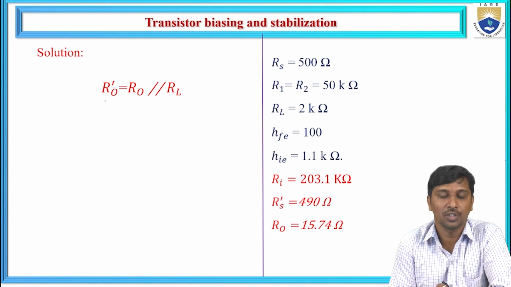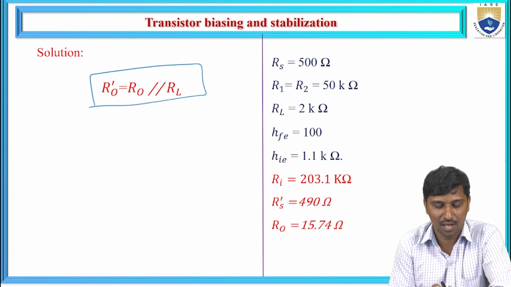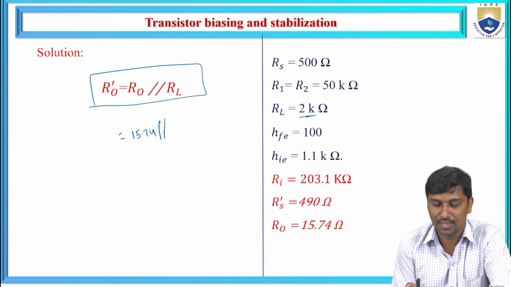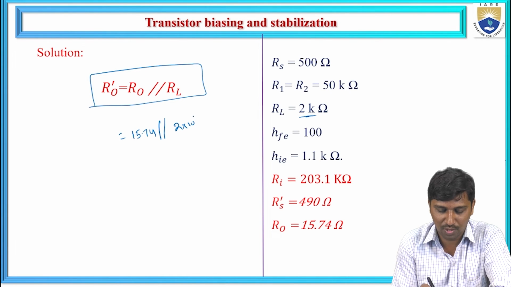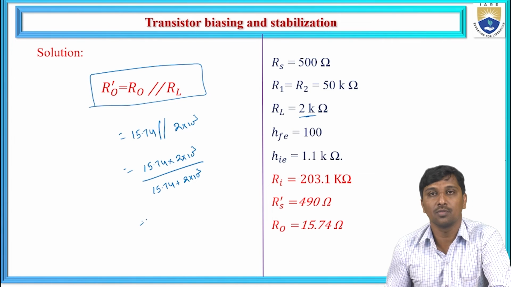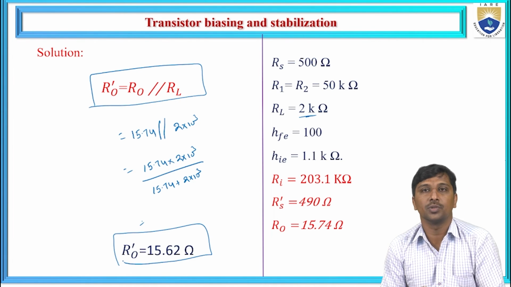Now we need to calculate the total output impedance, that is Ro dash, the parallel combination of Ro and RL. Ro we observe is 15.74, in parallel with the load resistance, that is 2 kilo ohms, 2 into 10 power 3. Hence 15.74 into 2 into 10 power 3 by 15.74 plus 2 into 10 power 3, that is equal to Ro dash is 15.62 ohms.